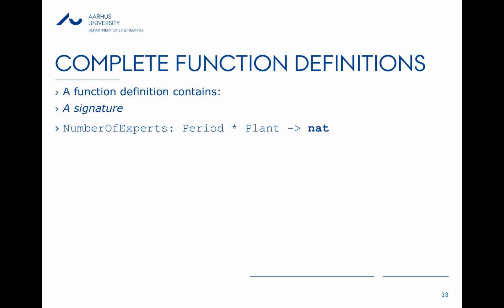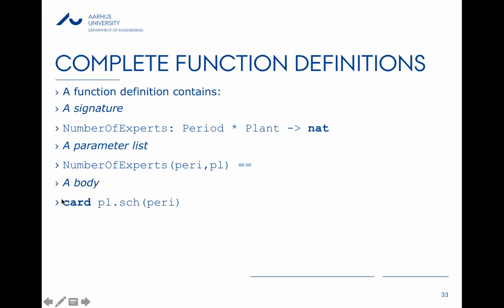When we complete the function definitions, when we have a function signature like this, we need to have a parameter list. That means that we give names to the different arguments we have for our function. I call period for peri and plan for PL in this case. And then a body, in this case, where we compute the number of experts, we need to take the size of a set. So we look up the given period in the schedule from the plant, and then we say what's the size of it.